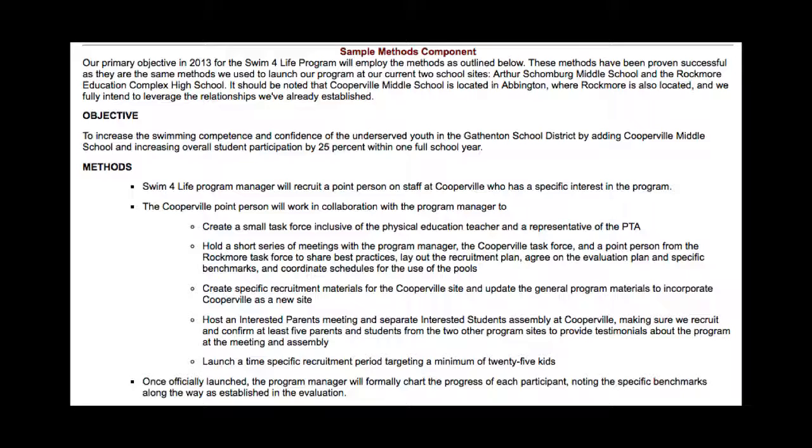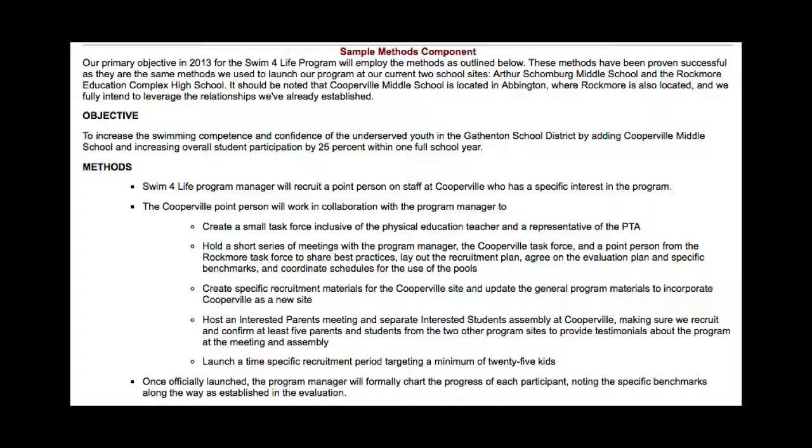So for example, you look at the first one. The Swim for Life program manager will recruit a point person on staff at Cooperville who has a specific interest in the program. So right away, the first method is you identify a point person. And we also know who's going to identify the point person, the program manager. And then that point person will work in collaboration with the program manager to do the following: create a task force that has particular people on it, hold a short series of meetings that share best practices and lay out a recruitment plan, create specific recruitment materials, right? And so you would want to talk about those, maybe even more detailed than what they have here.